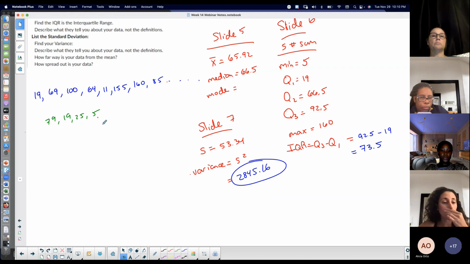And my mode is really just the most repeated value. You can technically look at it and determine that too. I think I just have one mode for this because 19 is repeated twice. So 19 would be my mode. Which value is repeated the most?